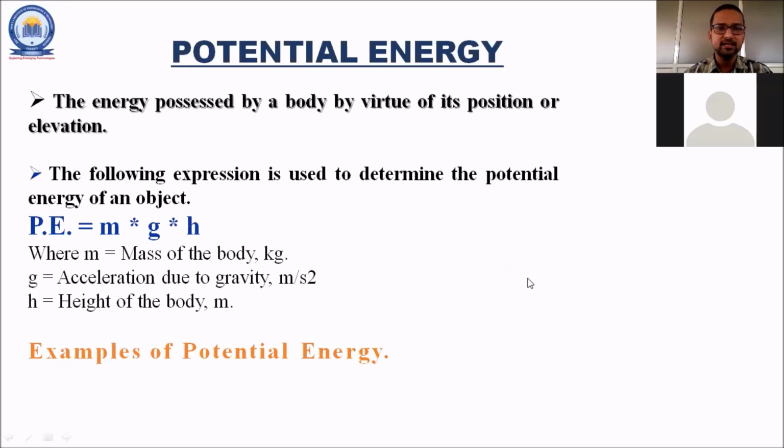Proceeding further with the next mechanical energy, that is potential energy, the energy possessed by the body by virtue of its position or elevation. So potential energy is calculated as PE equal to mgh, where m is the mass of the body, g is the acceleration due to gravity, and h is the height of the body. Some examples of the potential energy are the water stored in the dam, the rock on the mountain, the computer on the table. So these are some examples of the potential energy where we are considering the position and the elevation.